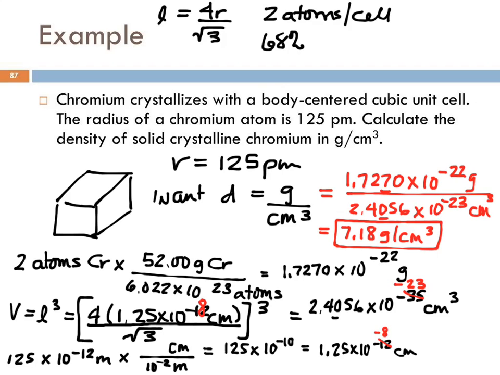Is that a reasonable density for a metal? Yes, it is. Metals are heavy. Metals are dense, right? Chromium, density of 7.18 grams per cubic centimeter. Any questions?